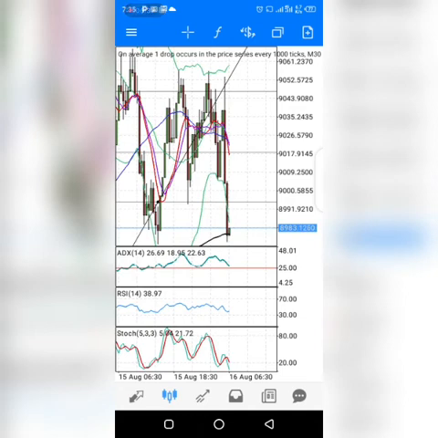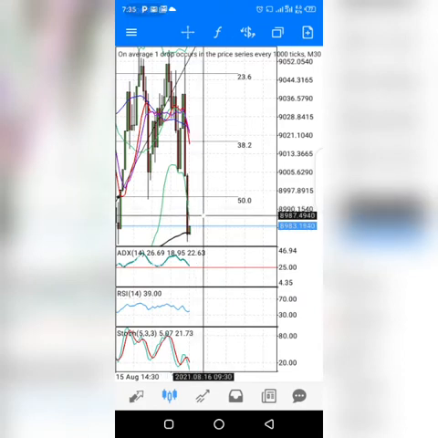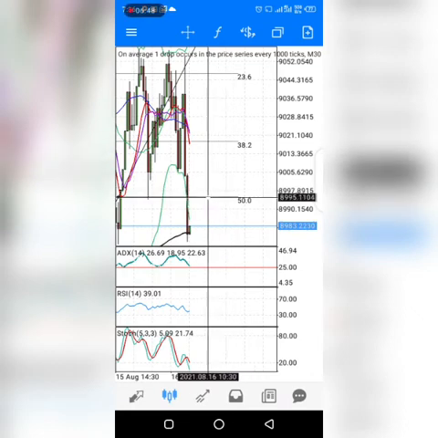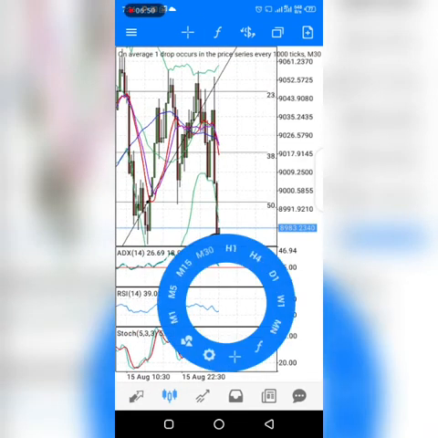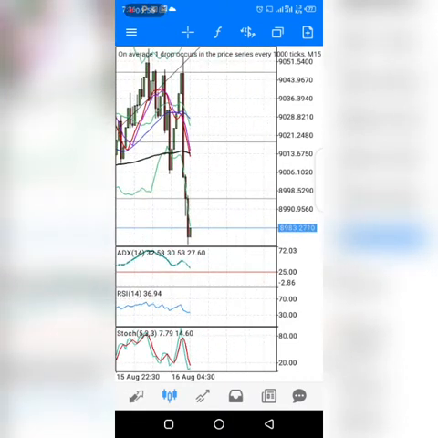If within these 30 minutes the buyers are able to push price up, then you can comfortably take from that 30 minutes a buy trade that will reach this 50.0. Then you close your trade. The same thing applies to M15.